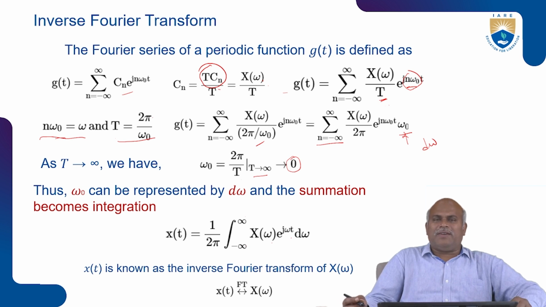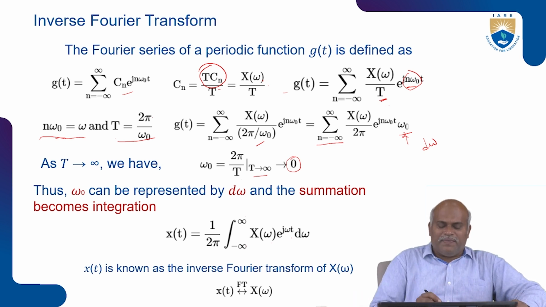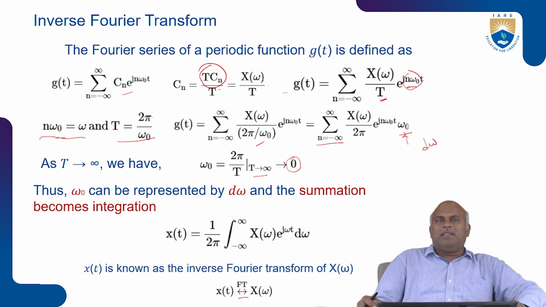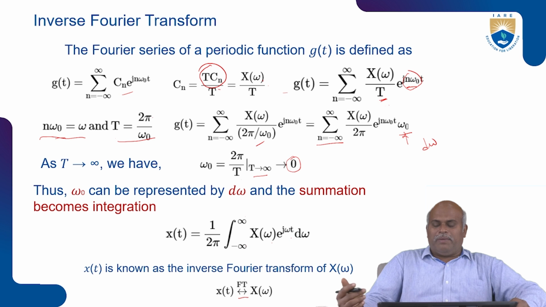Generally, I should write x of t as the Fourier transform pair. If you take the Fourier transform, you get X of omega. If you take the inverse Fourier transform, you get x of t. That's why I put arrows on both sides. This is the way we find the inverse Fourier transform from the Fourier series.